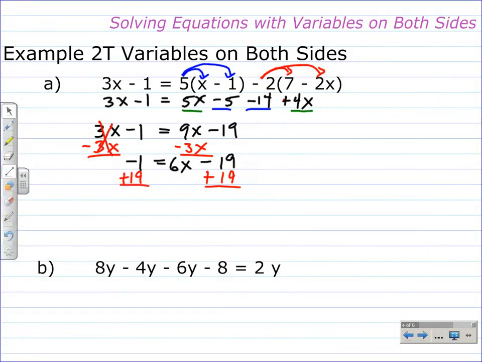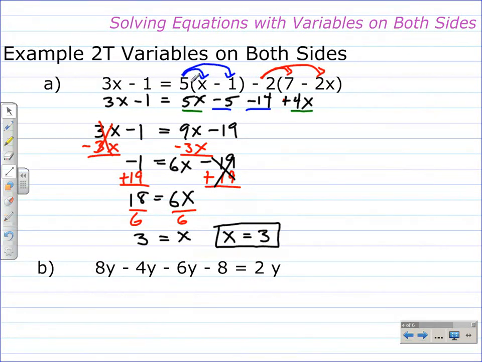Negative 1 plus 19 gives us 18. The minus 19 plus 19 are opposites, so they become 0 and go away, leaving us 18 is equal to 6x. So then we'll divide each side of this equation by 6. 18 divided by 6 is 3, and 6x divided by 6 is x. So we could rewrite this solution as x is equal to 3.